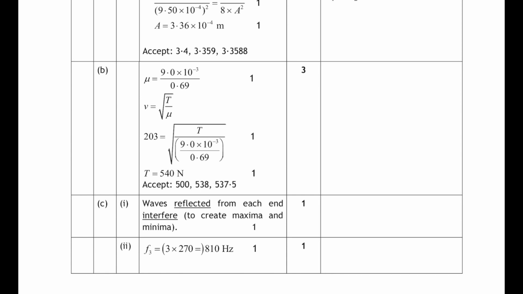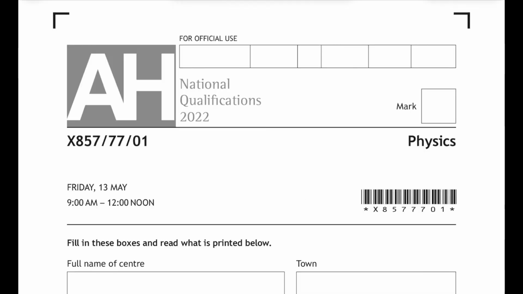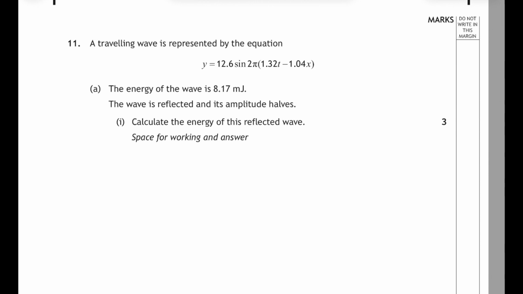It covers waves and stationary waves and travelling waves. But let's have a look at another one. Let's have a look at the 2022 paper, and this is question 11. A travelling wave is represented by the equation y equals 12.6 sine 2 pi (1.32t minus 1.04x). And notice this time the 2 pi is outside the brackets.